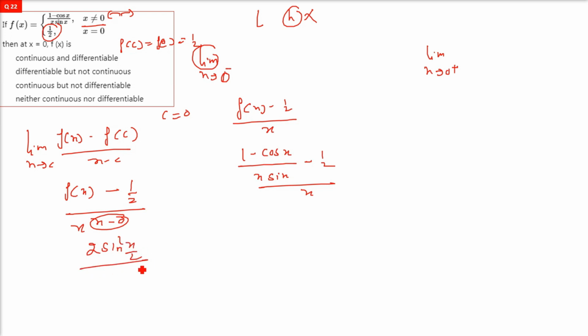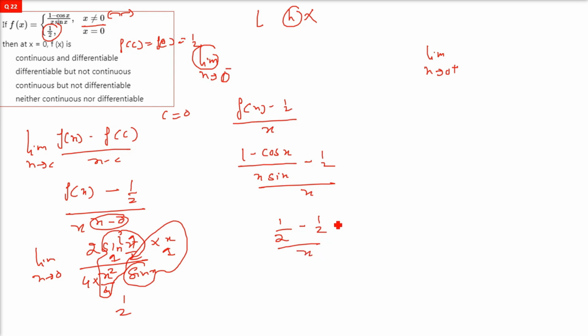In the first part when we were checking continuity, I told you 1 minus cos x is 2 sin square x by 2, x sin x was already there, so you can have x square by 4 and 4 in the denominator, x in the numerator, because you have introduced x square by 4. So this sin square x by 2 over x square by 4 will give you 1, and sin x by x will also give you 1, right? So this sin x by x will also give you 1, and 2 by 4 is half. So 1 by 2 minus half divided by x. Same thing here. There is no change because we are using the same thing.